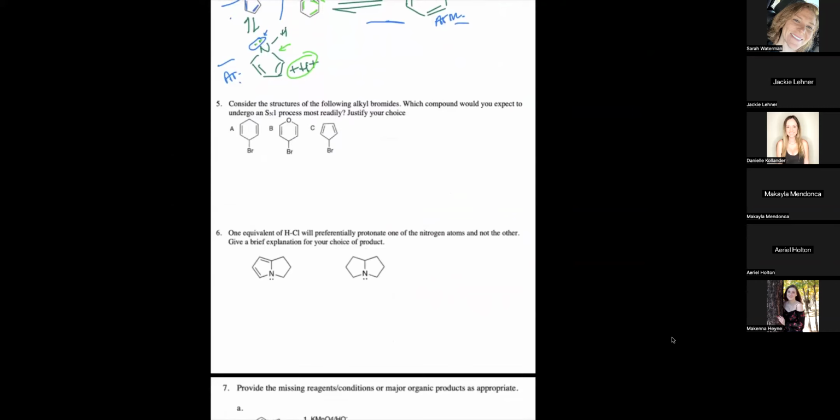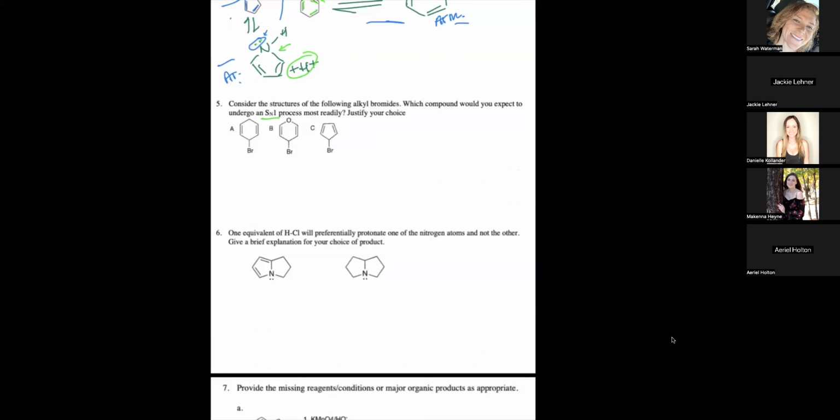Yeah, no problem. Okay, so with this one, we consider the structures of the following alkyl bromides. Which compound would you expect to undergo an SN1 process most readily, and justify your answer? So what happens in an SN1? What's the first thing that has to happen in an SN1 reaction? This stuff confuses me a lot. No worries.